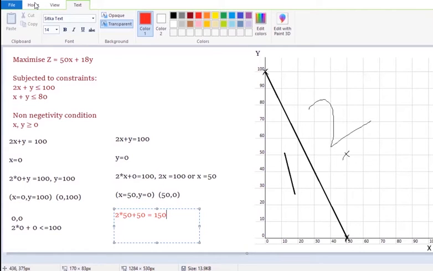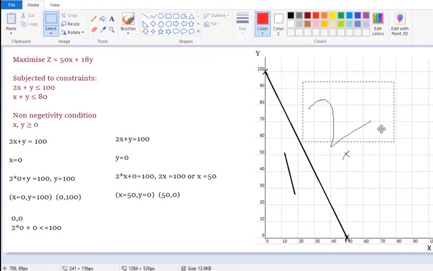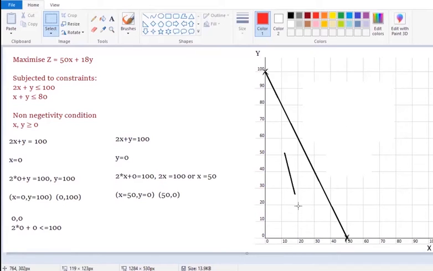So that is how we find out the region. I have to take region 1. This is the region I have to take. I cannot take region 2. So now I have found out the region of the first constraint.